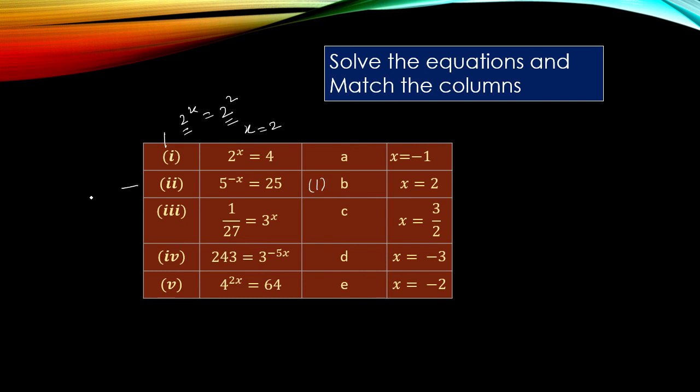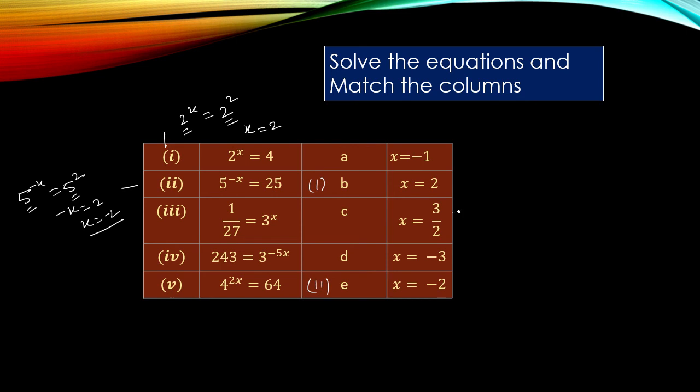Now in the second equation, we are keeping the LHS 5 raised by minus x as it is, writing 25 as 5 square. Now our task is completed now. The bases on both the sides are equal, so we can compare the indices right now. So minus x should be equal to 2, so we can say x is equal to minus 2 is the solution of the equation, that is E option. So equation 2 solution is E.